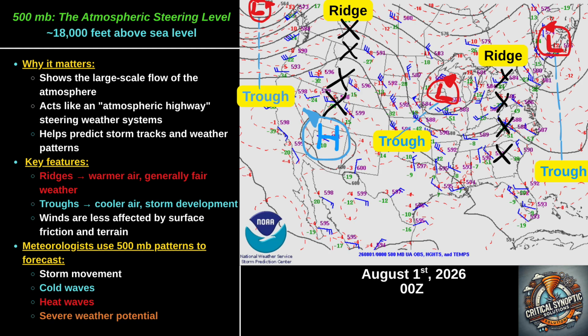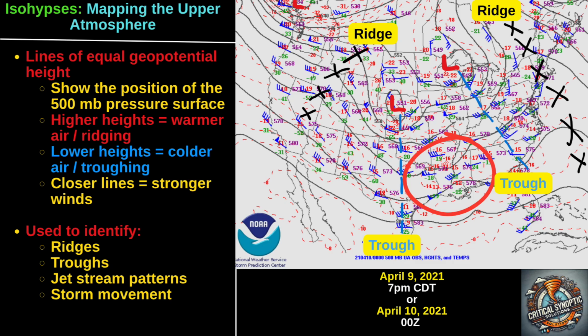At first glance, this map looks like it's covered in randomly squiggly lines, but they're actually telling us a lot. These lines are called isohypses. That's just the technical name. The important thing is to remember they're like contour lines on a topographic map. Instead of showing mountains and valleys on the ground, they show the shape of the atmosphere about 18,000 feet up.